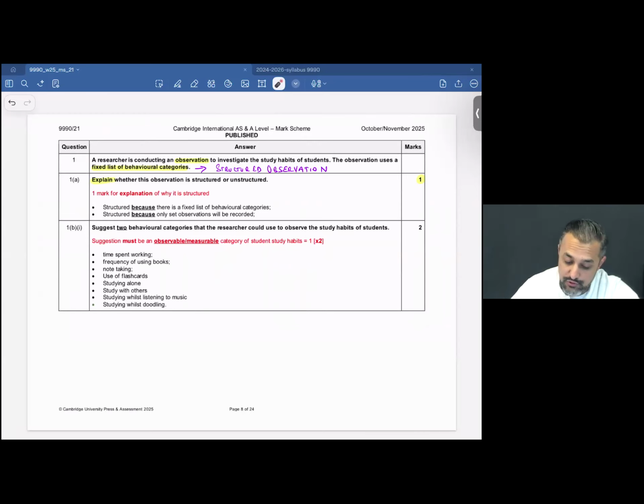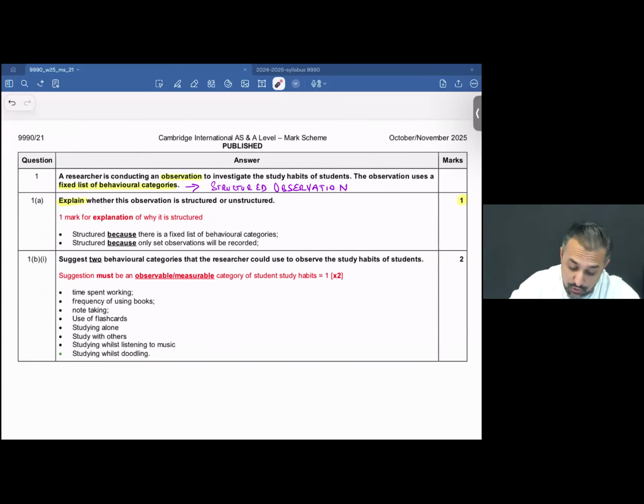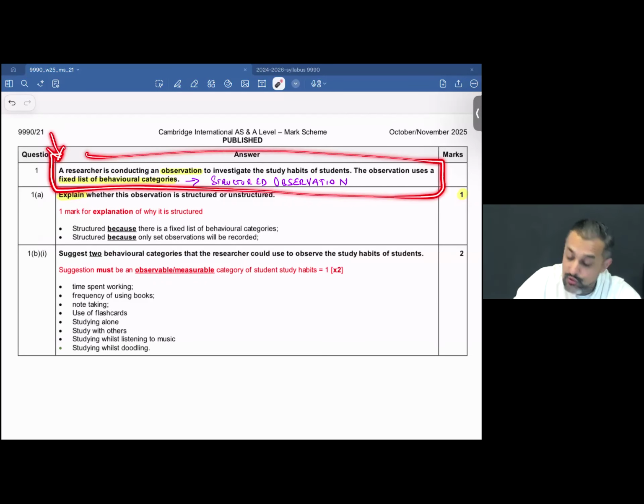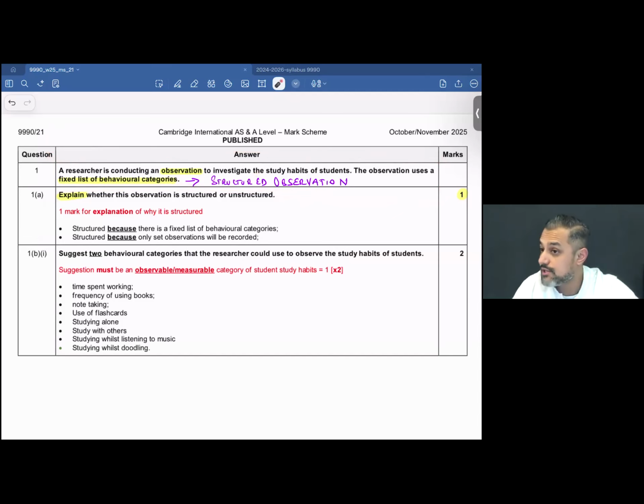Because you don't want to lose those 5 marks, I'd want you to read this part thoroughly. Read it twice or even thrice if required. Trust me, it does not take a lot of time. So, explain whether this observation is structured or unstructured. This is structured observation. But a typical mistake many students make at this point is they simply write down structured observation. Are you answering the question?